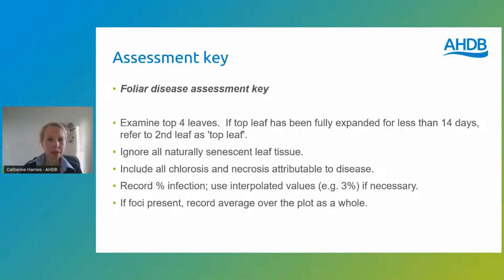So this is the assessment key we use in the RL trials. We look at the top 4 leaves in a crop and score all the necrotic, so that means dead, and chlorotic, so that means yellowing, tissue that we know is due to disease, and record this as percent infection. And today we'll be scoring a recommended list trial in Herefordshire on the 18th of June 2019. So think back to that sunny time when we could all meet in fields.